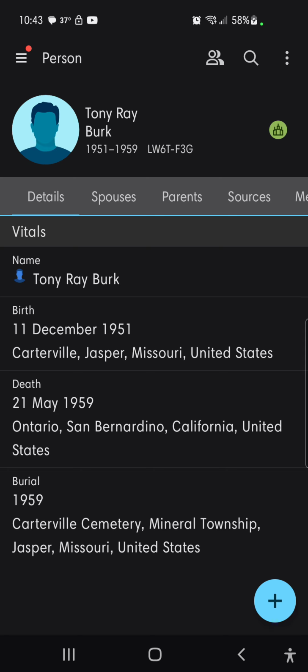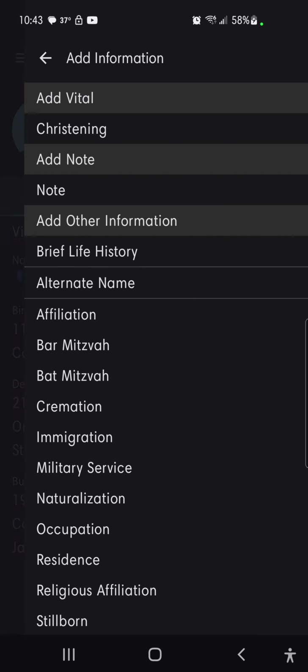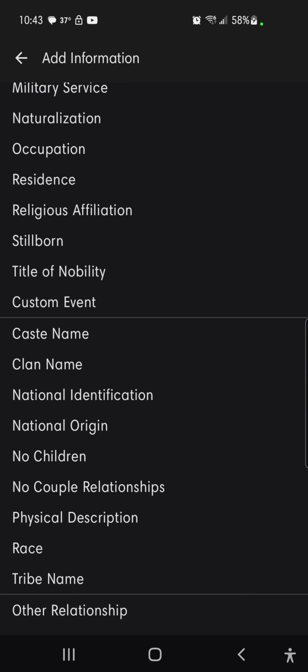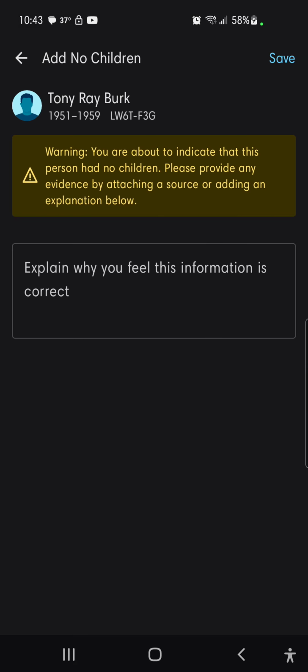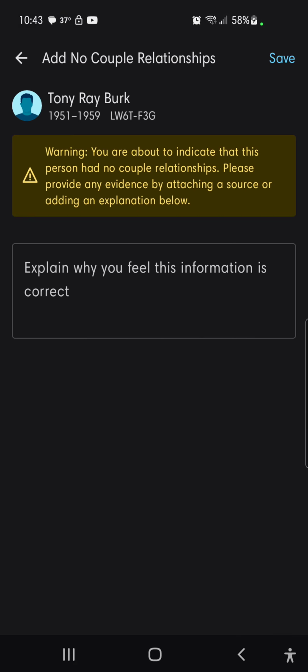Someone might try to conflate another Tony Burke or Tony Ray Burke with this child, born at a similar time or in a similar place, but who was an adult and went on to marry and have children. We want to make sure that doesn't happen. So we go to the blue plus, and all the way down it says no children and no couple relationships.